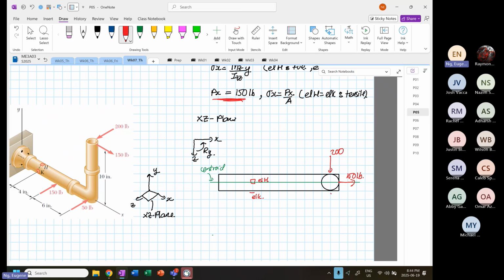And then you have your 150. No, sorry, 50 pounds over here. And then you have 2, 4. And then over here, you have your 150 pounds. Okay. So again, we are going to use the static analysis method of approach, right?